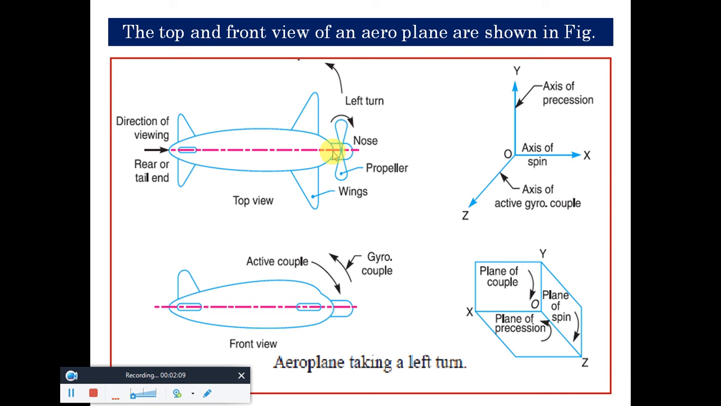So we will assume this plane is trying to take a left turn. When it takes a left turn, generally the gyroscopic couple would be acting on the left side in this direction, that is counterclockwise, and the active couple will be opposite to this gyroscopic couple.